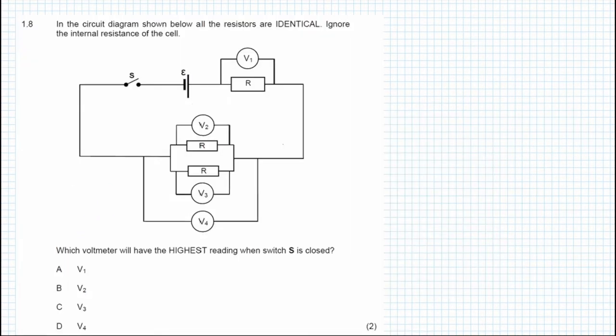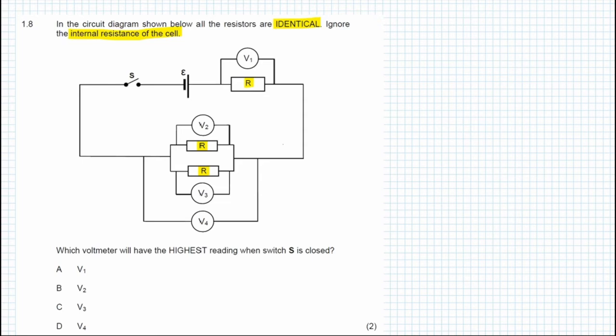Question number 1.8 says, in the circuit diagram below, all the resistors are identical. That means the resistance here, here, and there is exactly the same. Ignore the internal resistance of the cell. And on that note, we say, phew, because now we know that we are dealing with grade 10 and 11 work only. So grade 12, if we ask this question in grade 11, you should actually be able to answer it. If you are unable to answer this question, then you already know that there may be gaps in your grade 11 content knowledge, and therefore you should go back and fill in those gaps.